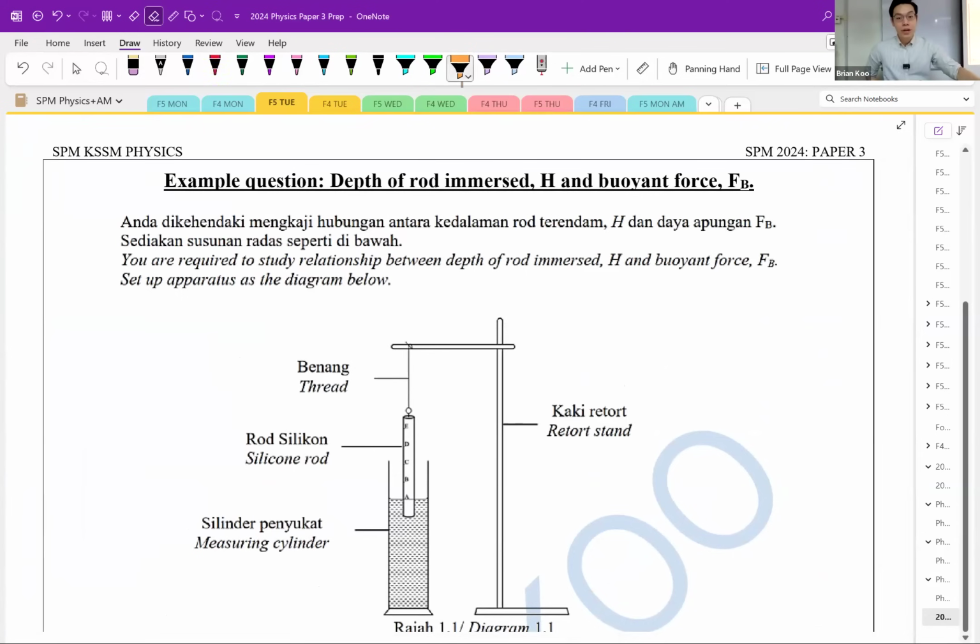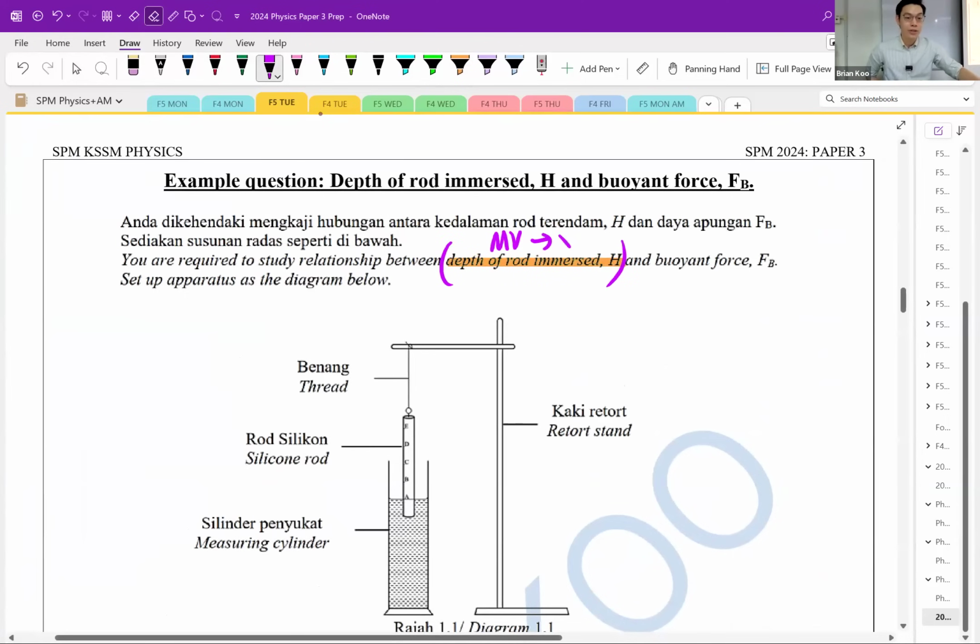So you're required to study the relationship between depths of rod immersed. That sounds like your manipulated variable, the one that goes to your x-axis, and the buoyant force, which is your responding variable, that sounds like the y-axis.